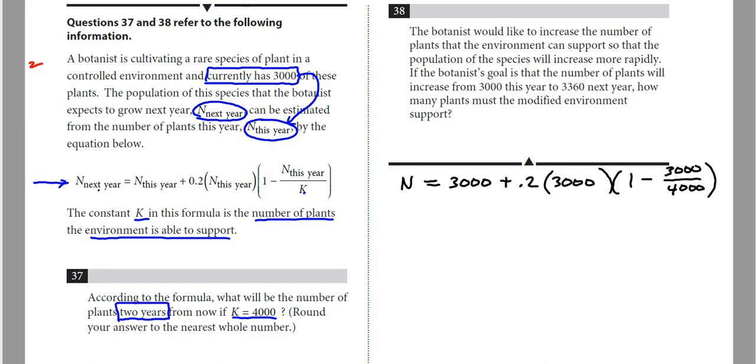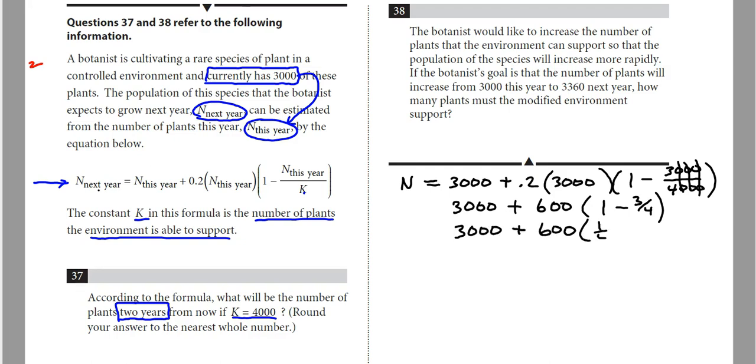So let's bust this out. So we have 3,000 plus 0.2 times 3,000, that'd be another 600, multiplied by 1 minus 3/4. So basically this is 3,000 plus 600 times a quarter. A quarter of 600 is 150.